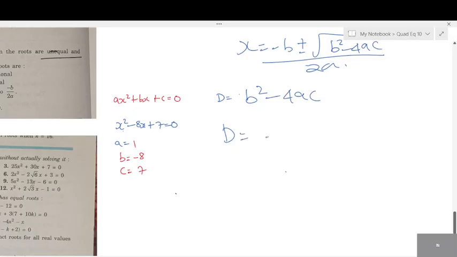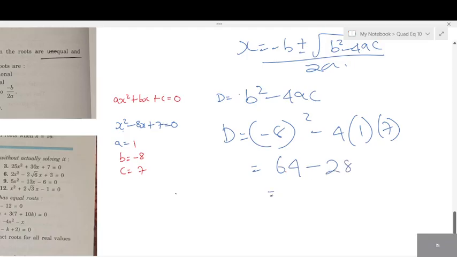So D is equal to B square, which is minus 8 the whole square, minus 4 into 1 into 7. What's the answer? 8 square is 64 minus 28. What is 64 minus 28? No, the calculation is wrong. Do it again.